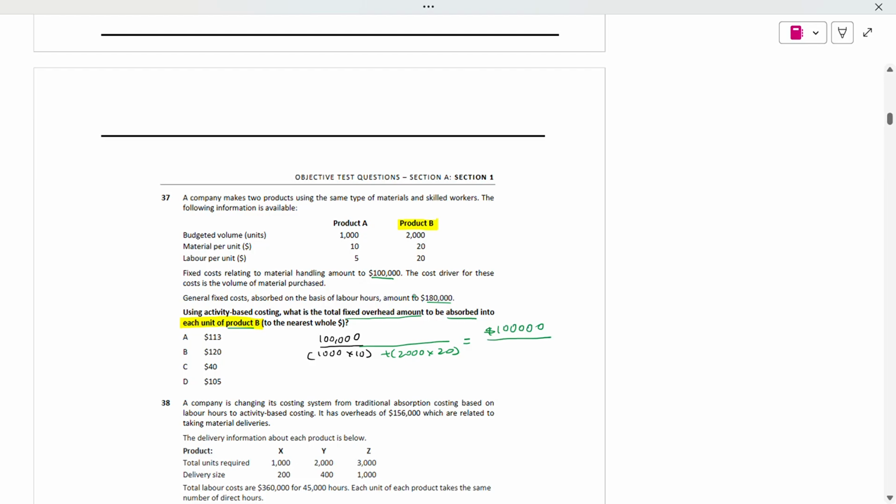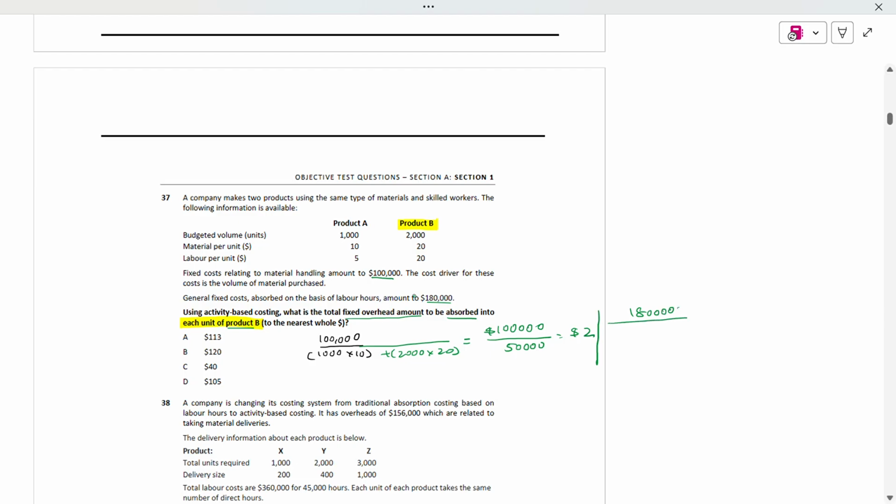One minute. This is 10,000. This is 40,000. Is it 10,000, 40,000? It comes to how much? 50,000. It comes to 2. Yes. Next. So we do the same thing now for the labor. Labor is how much? 180,000.